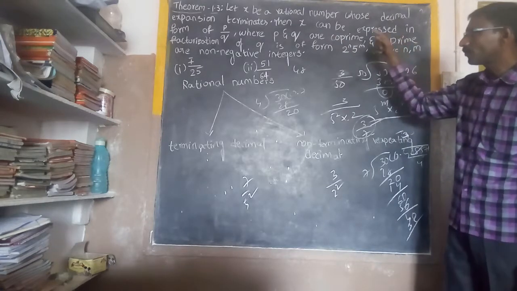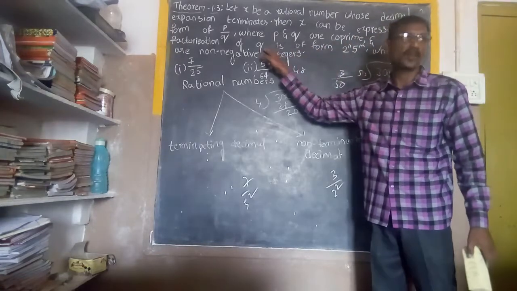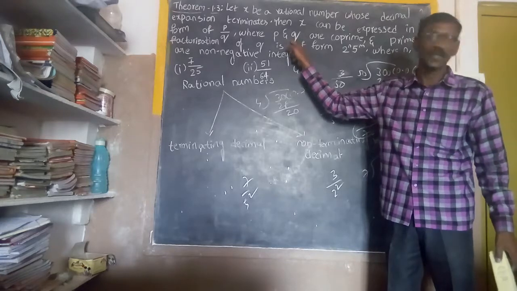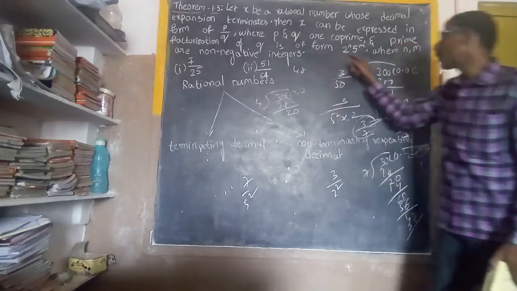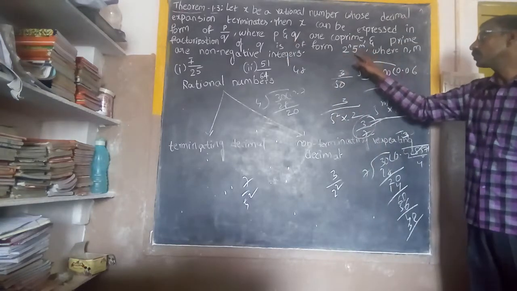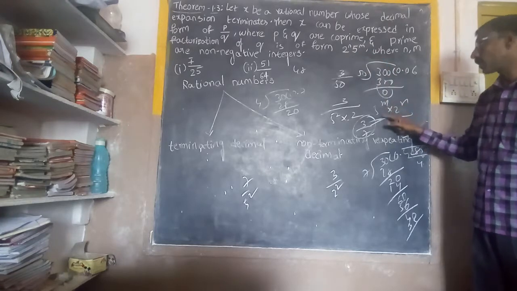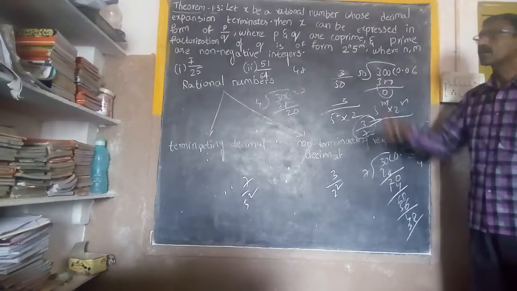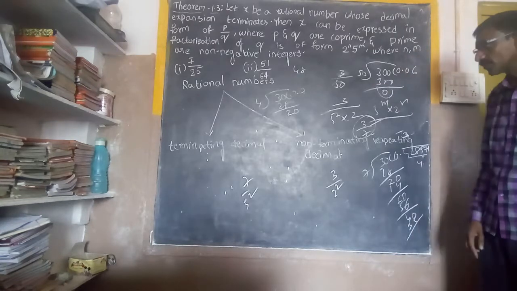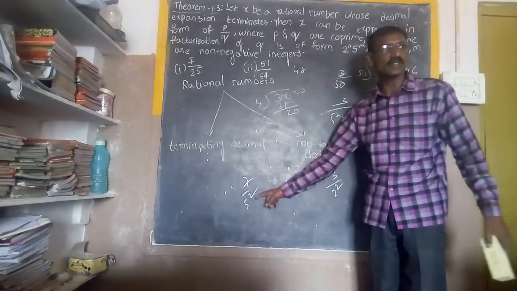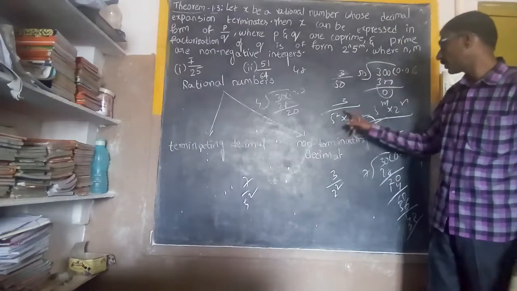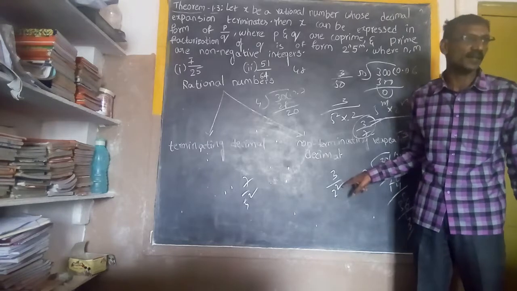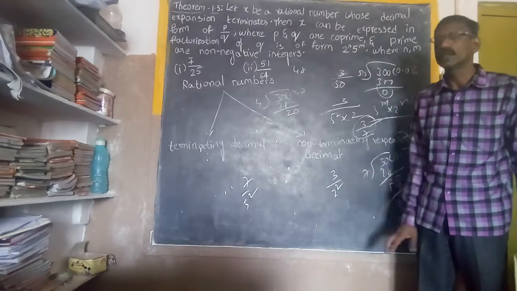And prime factorization of q. Prime factorization of q means the denominator. p by q, in which q is what? Denominator. Is in the form of 2 power n into 5 power m. I already explained. Where n and m are positive integers. Positive integers means what? 2 is a positive integer or not? Here, 2 square. 2 is what? A positive integer.